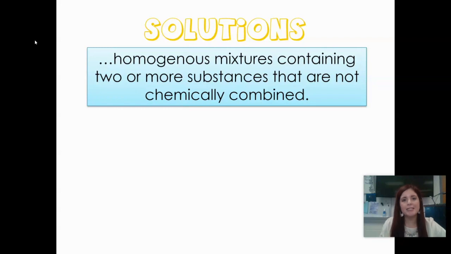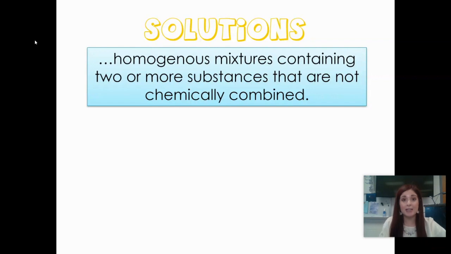Well, a solution is a homogeneous mixture that contains two or more substances that are not chemically combined. And that's a key part of a solution, is that they are not chemically combined. So, for example, if I have a salt water solution, I have salt and I have water. That salt, when it's dissolved, I'm not making something new. They're not being chemically combined to make totally new bonds. Sure, the salt is dissociating and forming ion dipole intermolecular forces, but I'm not producing an entirely new compound.